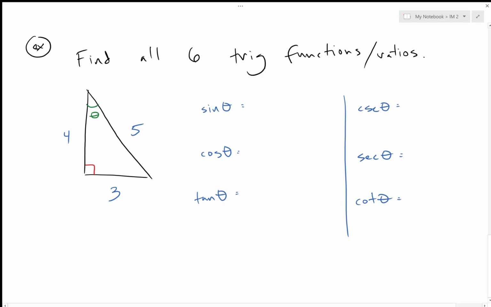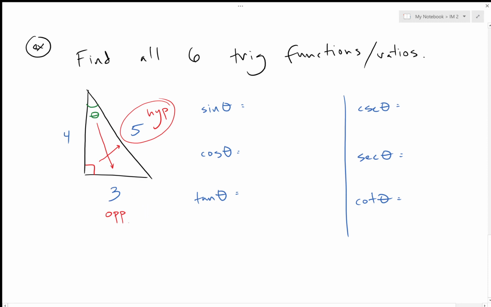This is my triangle over here on the left. Hypotenuse is always the important thing that we find first. So of the 3, the 4, and the 5, the 5 is the longest. It's across from the right angle. The 5 is the hypotenuse. All right, so we label the hypotenuse. Let's go ahead and find the opposite and the adjacent. The side that's across from the theta angle, that side over there, is the opposite. So 3 is my opposite side.